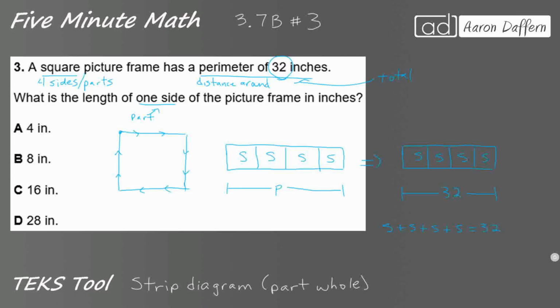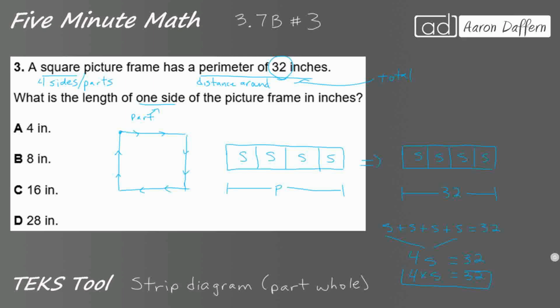Now that might not seem very helpful because that's a whole lot of S's. In fact, how many S's do we have? Well, we can say we've got four S's. So we can say 4S, or we can say 4 times S. Either way is going to equal 32. Now that's something we can work with.